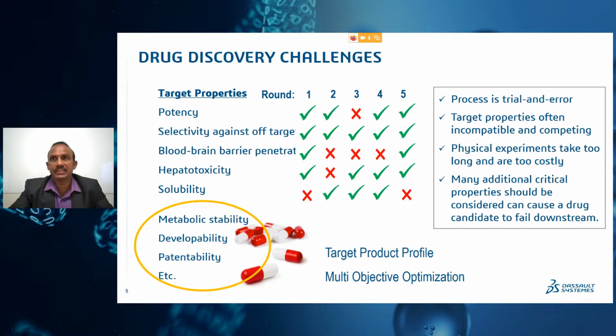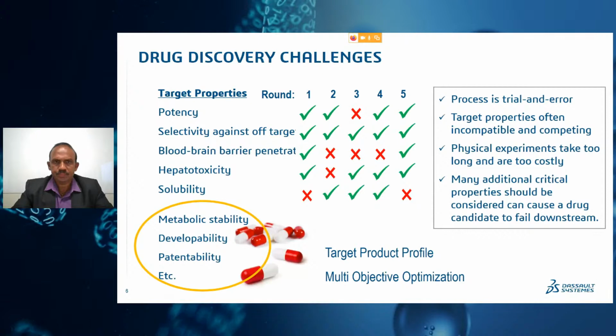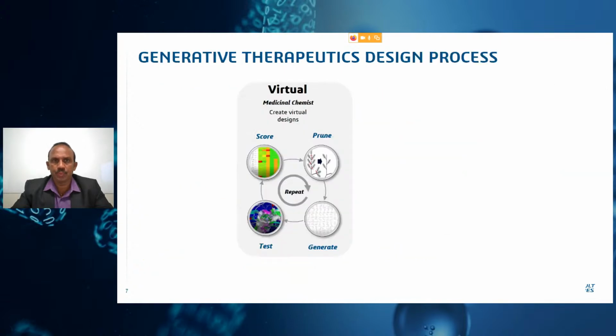This is what has not been done in decades. The process is usually trial and error. The target properties are usually incompatible and competing with one another. You need to do physical experiments for each of them. It's too long, too costly. And many other critical properties should be considered when you choose a drug candidate and it fails in the downstream process. So creating a target product profile using multi-objective optimization is the solution to this.